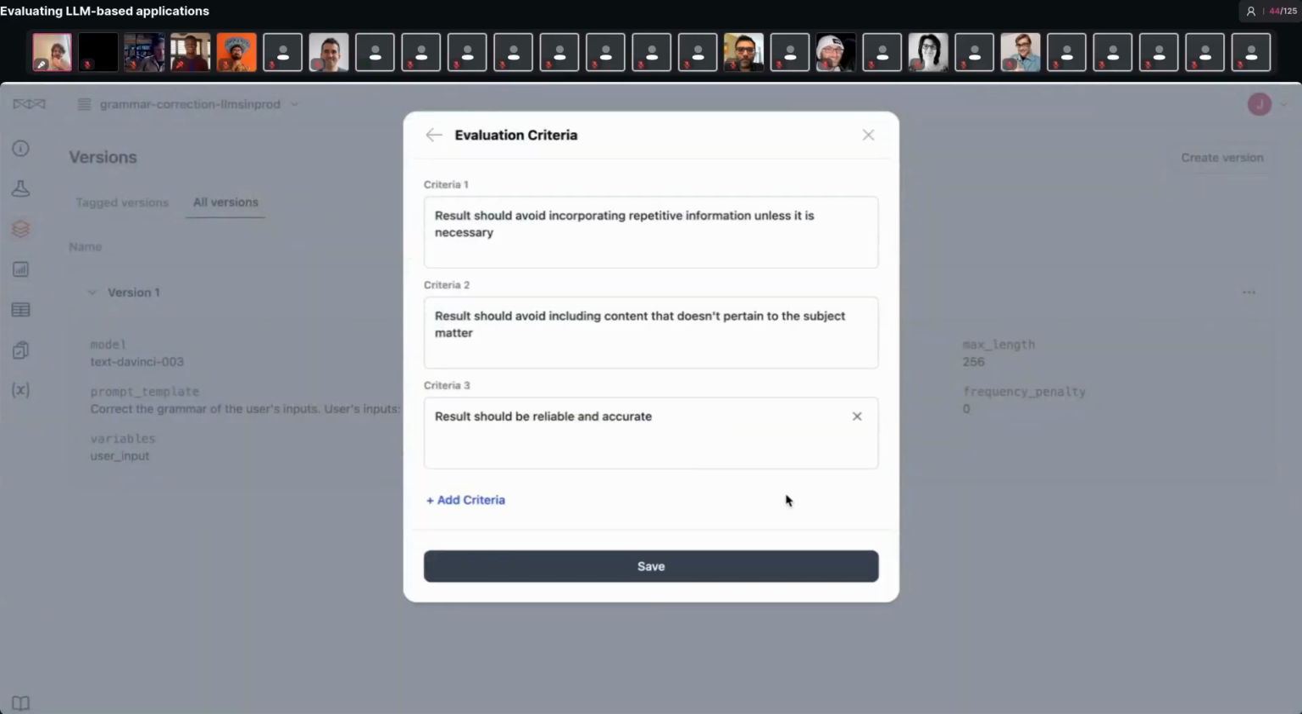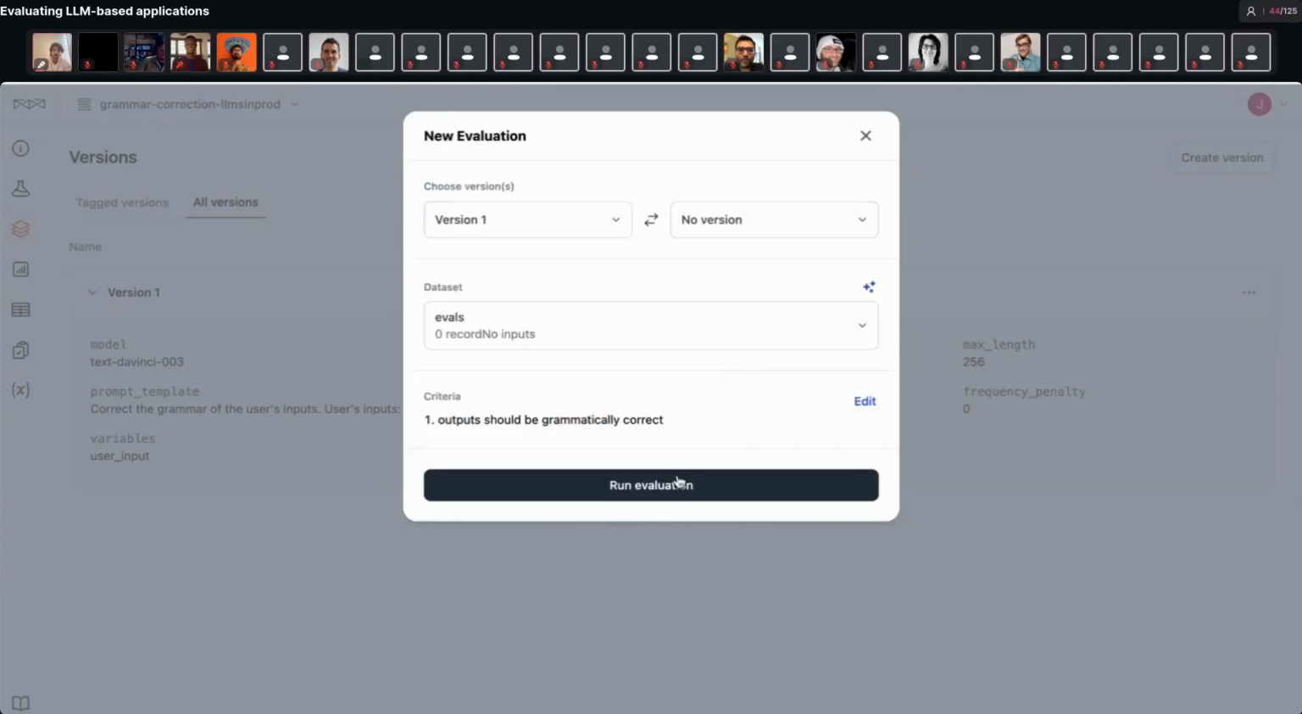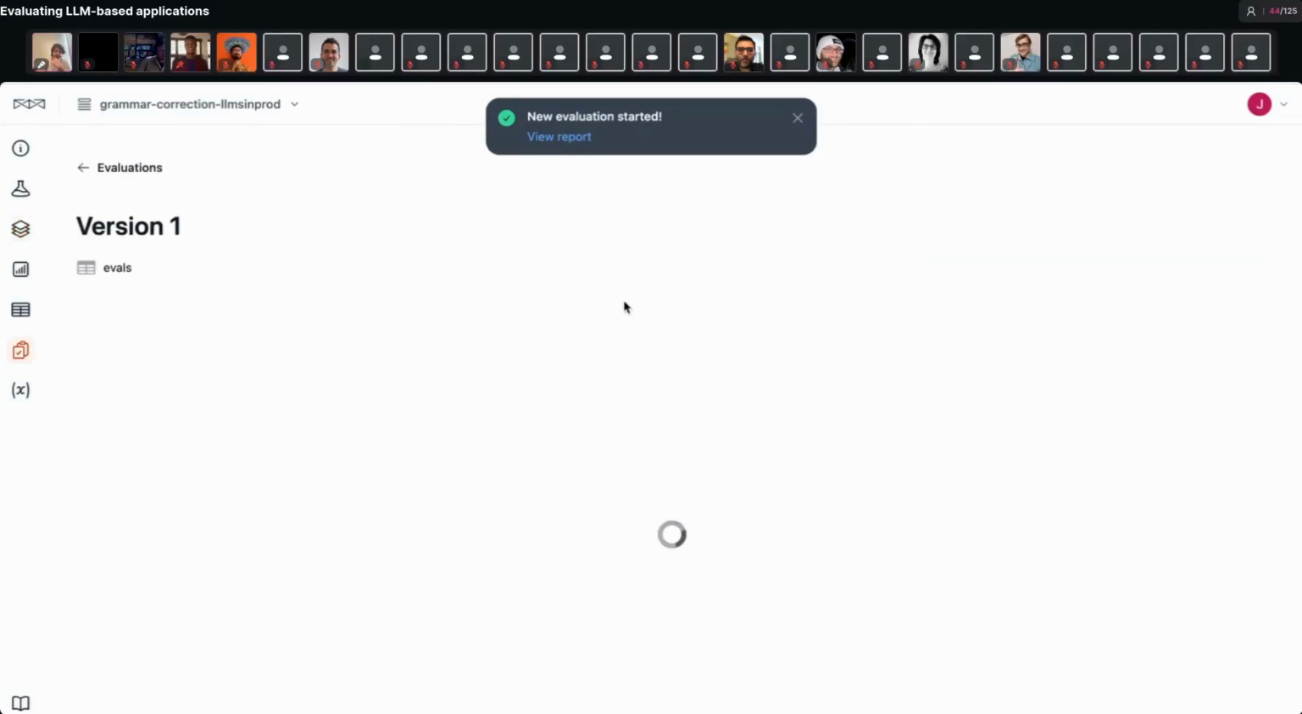And then the second question is evaluation criteria. What we're going to do here is write a simple prompt to describe to the model what characteristics we want the output to have. In this case, we want the outputs to be grammatically correct. Now we have this data set and this evaluation criteria, so let's run this. This will take a few seconds because we're subject to OpenAI latency, as we all are in the field these days.